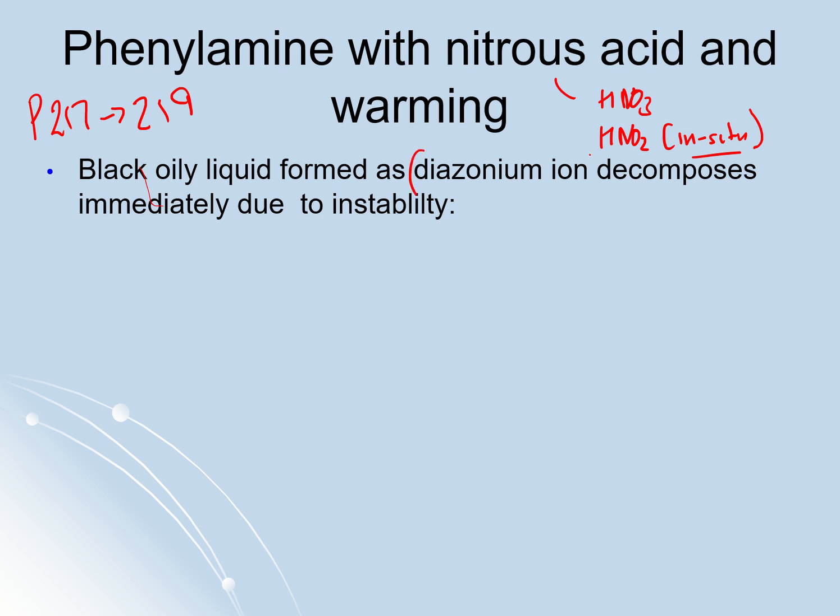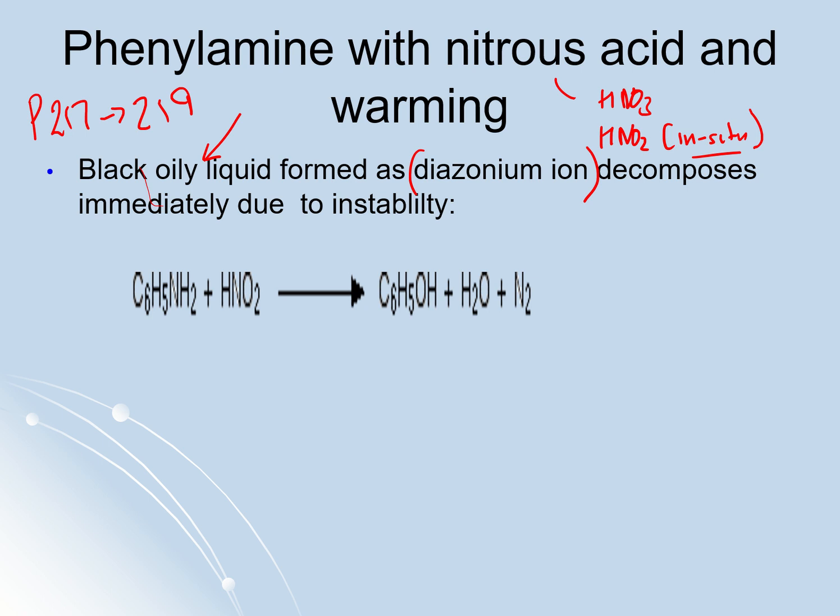Now, let's not worry about what a diazonium ion is for the minute, but what we do need to know is that when phenylamine reacts with nitrous acid, we get a black oily liquid. There's the equation on the screen. Hopefully you all recognize this as our phenylamine. This is the nitrous acid I just spoke about, and it forms a compound called phenol.